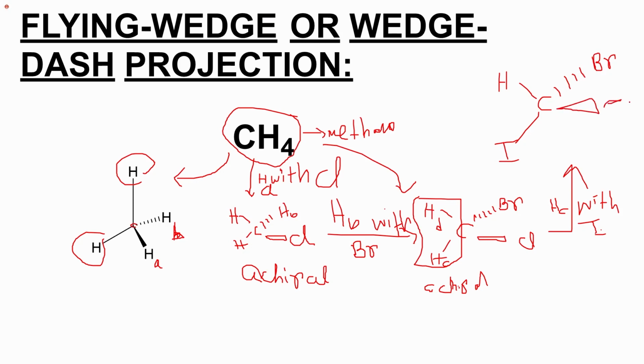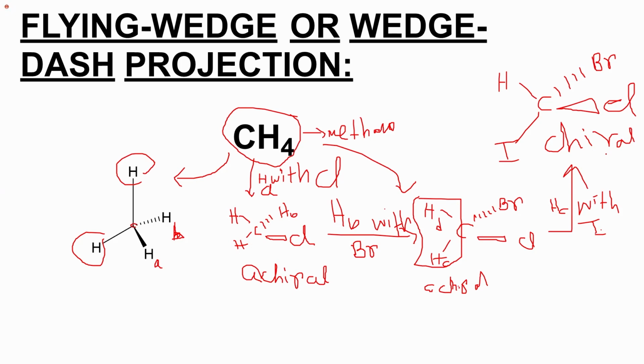Sorry, this is the chlorine. Now this carbon atom has four different atoms present, so this carbon can act as a chiral center. This molecule is chiral. And if you ask what is the chirality of this one, is it R or S?